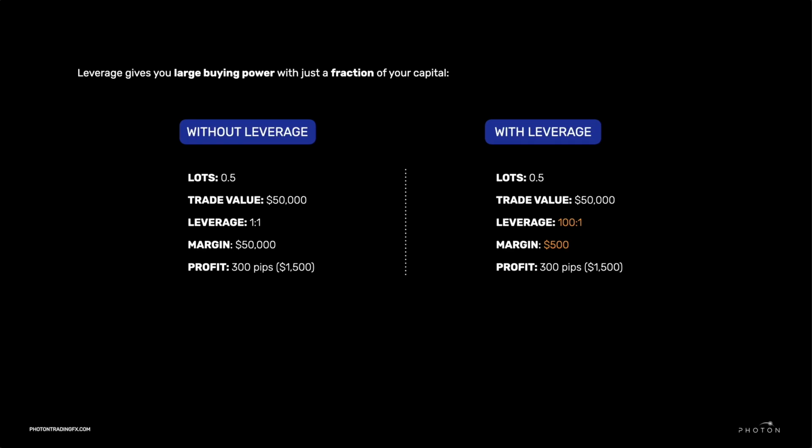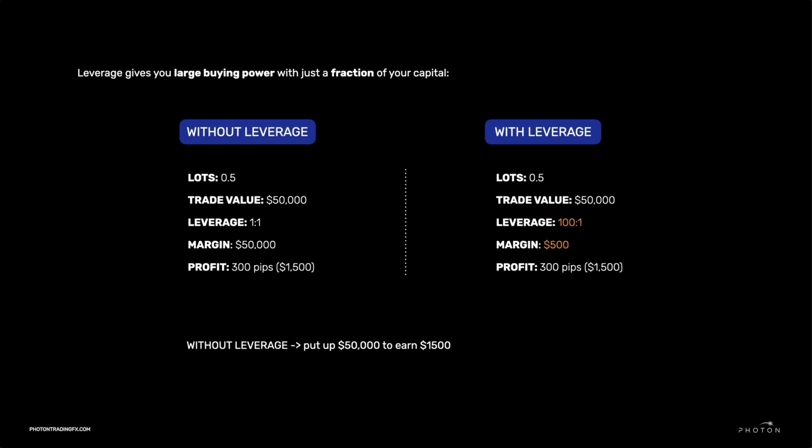So because we now have 100-to-1 leverage, instead of using up all of our 50 grand on the margin, you only need to put up $500 whilst you are in the trade. So to calculate the margin required, you just divide the position value by the leverage ratio. So in this case, we divide 50,000 by 100, which gives us $500.